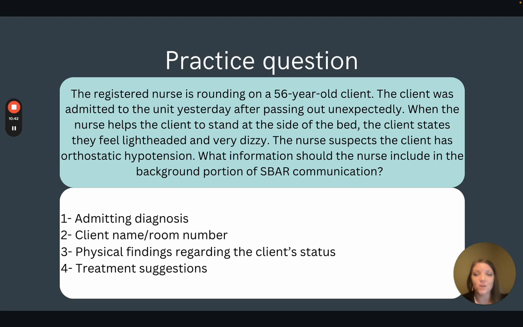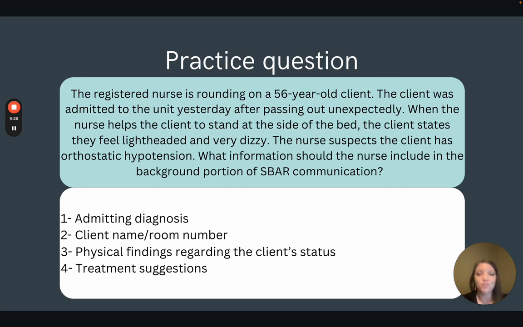Okay, let's run through a scenario. The registered nurse is rounding on a 56-year-old client. The client was admitted to the unit yesterday after passing out unexpectedly. When the nurse helps the client to stand at the bedside, the client states they are feeling lightheaded and very dizzy. The nurse suspects the client has orthostatic hypotension. What information should the nurse include in the background portion of the SBAR communication? Number 1, admitting diagnosis. Number 2, the client name and room number. Number 3, physical findings regarding the client's status. And number 4, treatment suggestions.